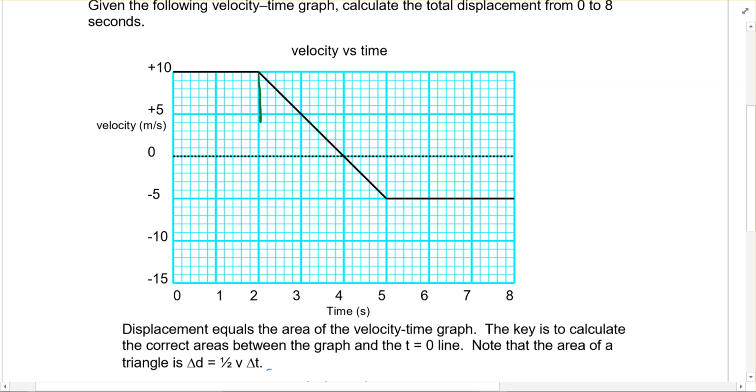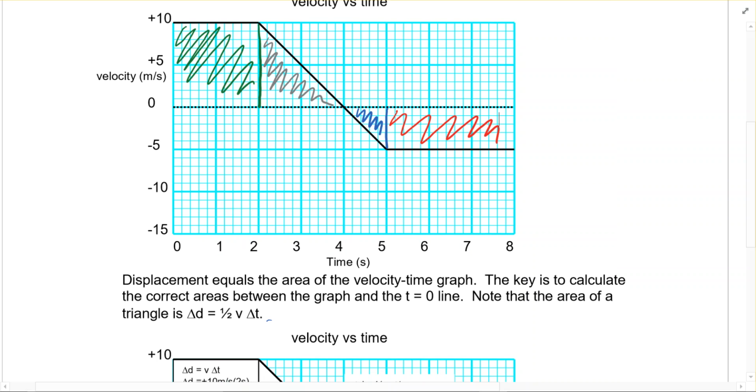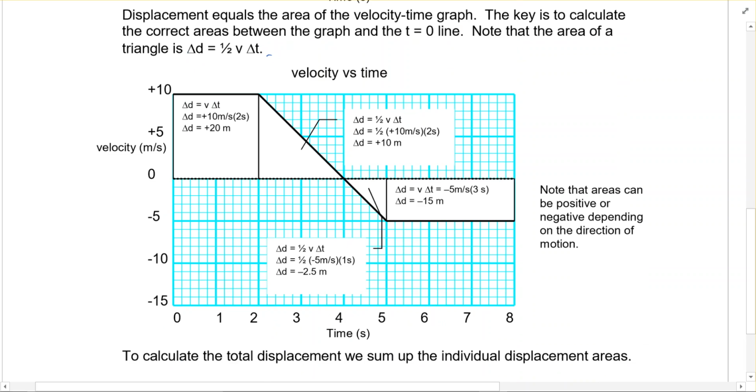So we're going to split this up into different shapes. We're going to figure out what's the area of this square. That's going to be base times height. And then we're going to figure out what's the area of this triangle, and then the area of this triangle, and then the area of this last triangle. So there's four things we've got to do here. Okay, and that's what I've got written down here.